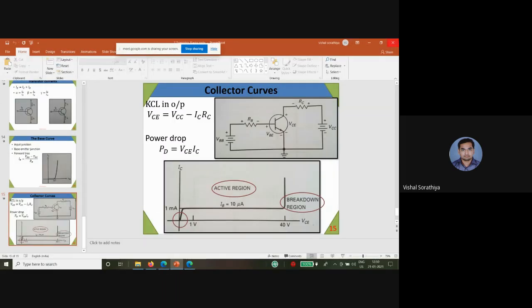Is it okay with everyone? So this is overall about the transistor and its different equations and all the things.